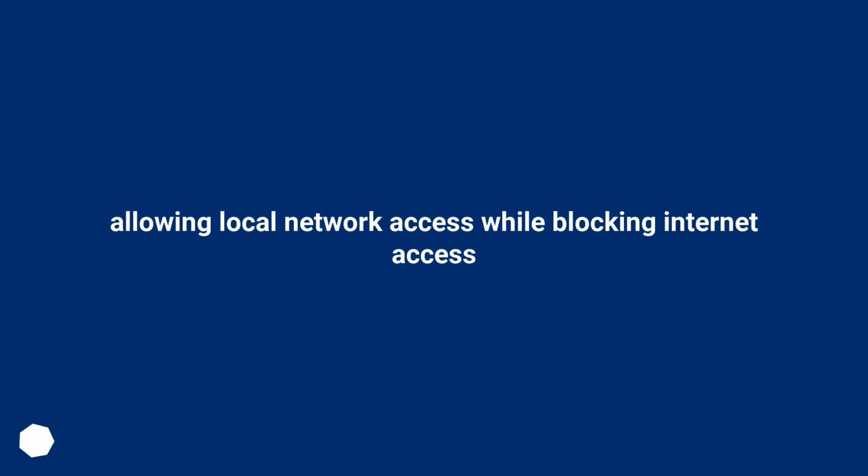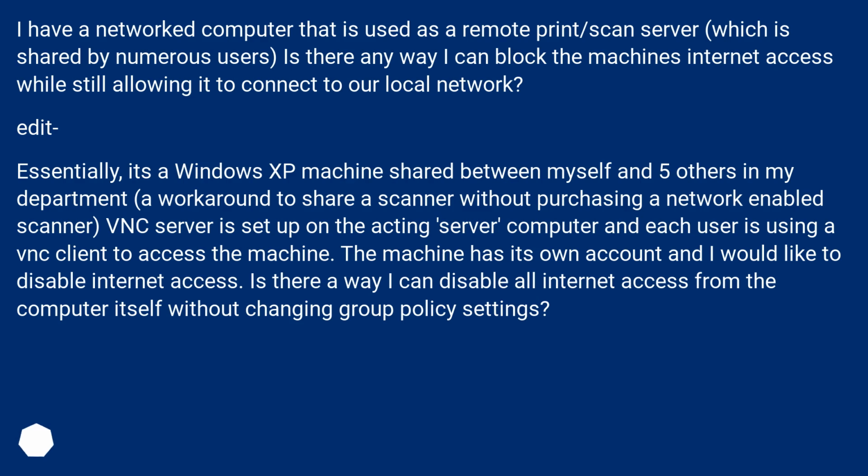Allowing local network access while blocking internet access. I have a network computer that is used as a remote print/scan server, which is shared by numerous users. Is there any way I can block the machine's internet access while still allowing it to connect to our local network? Edit: essentially, it's a Windows XP machine shared between myself and 5 others in my department, a workaround to share a scanner without purchasing a network-enabled scanner.